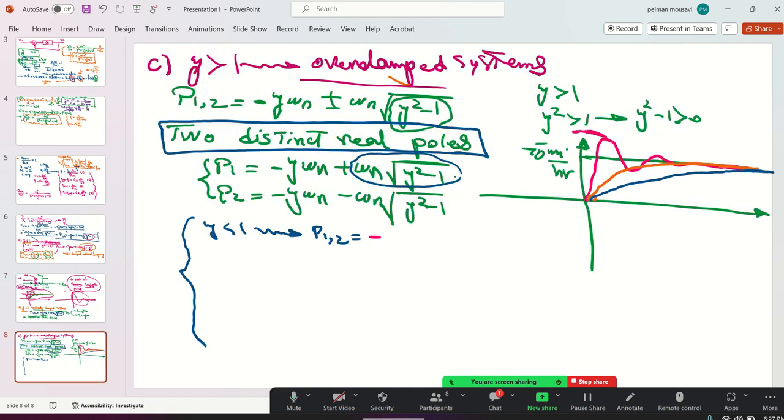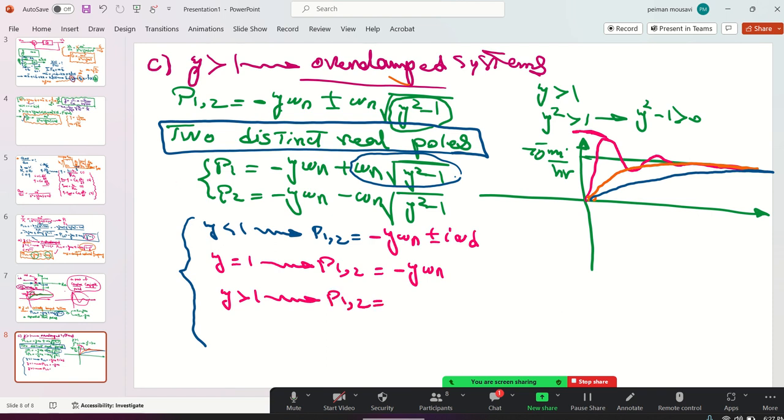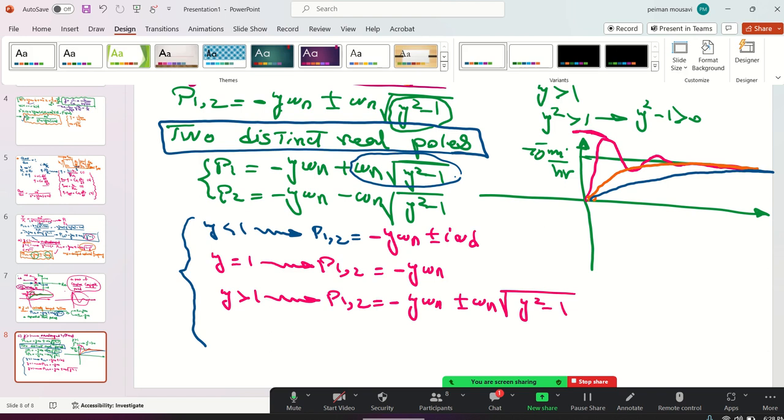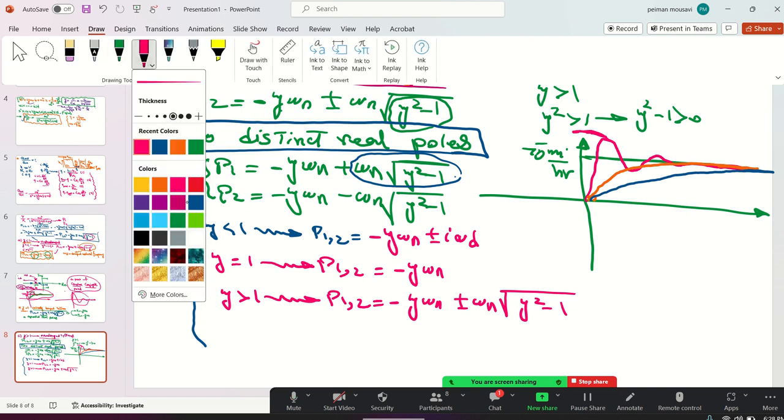So P1 and P2 were minus zeta omega n, a pair of complex conjugate poles, with omega d. Zeta is 1: P1 and P2, you have two repeated real poles. You have a critically damped system. And for the overdamped system, you have two distinct real poles, minus zeta omega n plus or minus omega n square root of zeta squared minus 1. I don't want to solve it for now, but I'm going to take you to high school and just give you the why.